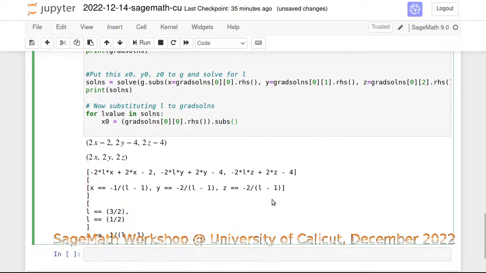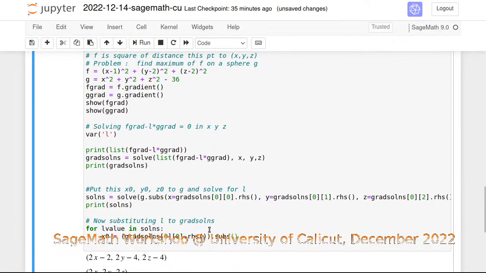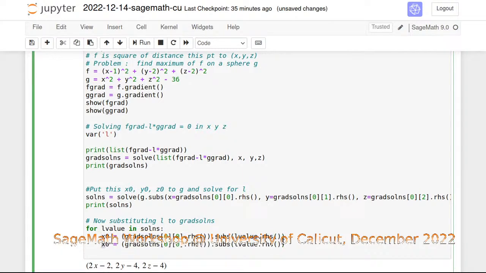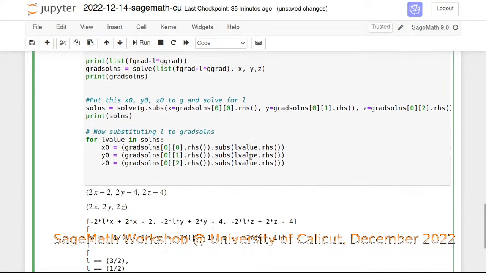Substitute. What are the L values that we got? We got L equal to 3 by 2 and L equal to minus 1 by 2. So instead of that, we want just L equal to 3 by 2. So once again, we need to substitute the L value into the RHS. Y naught is this, z naught is this. So this is one extremum value.